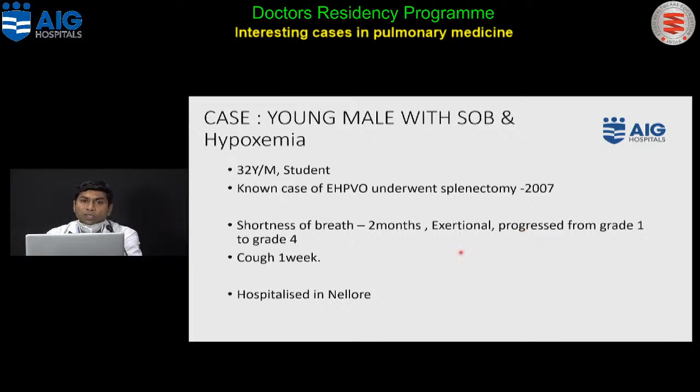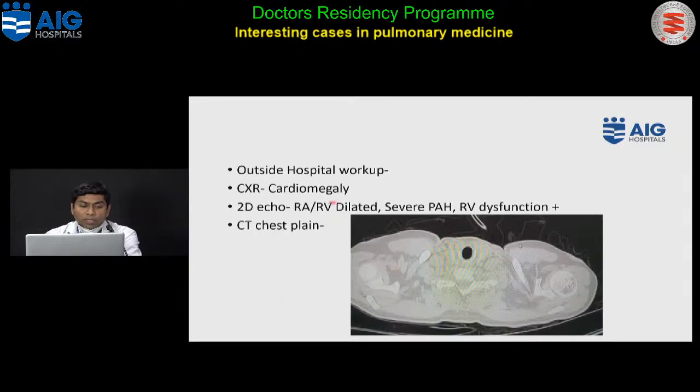He was maintaining a saturation of 85-86% on room air, and he also had a mild cough. He was initially hospitalized at Nellore for his breathlessness and hypoxemia, and there he underwent some basic workup. We don't have a chest X-ray now immediately, but there was cardiomegaly, and a 2D echo was done. The 2D echo showed that this patient did have RA and RV dilatation with severe pulmonary artery hypertension, and there was RV dysfunction.